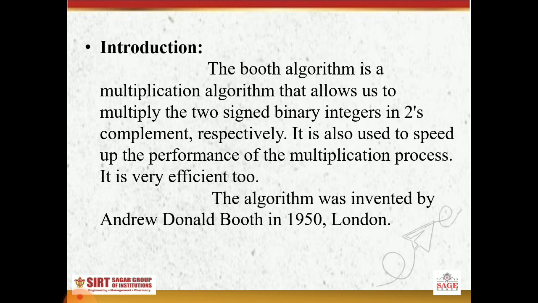So let's start. In the introductory part, the Booth algorithm is the multiplication algorithm that allows us to multiply two signed binary integers in 2's complement respectively. It is also used to speed up the performance of the multiplication process. It is very efficient. The algorithm was invented by Andrew Donald Booth in 1950 in London.